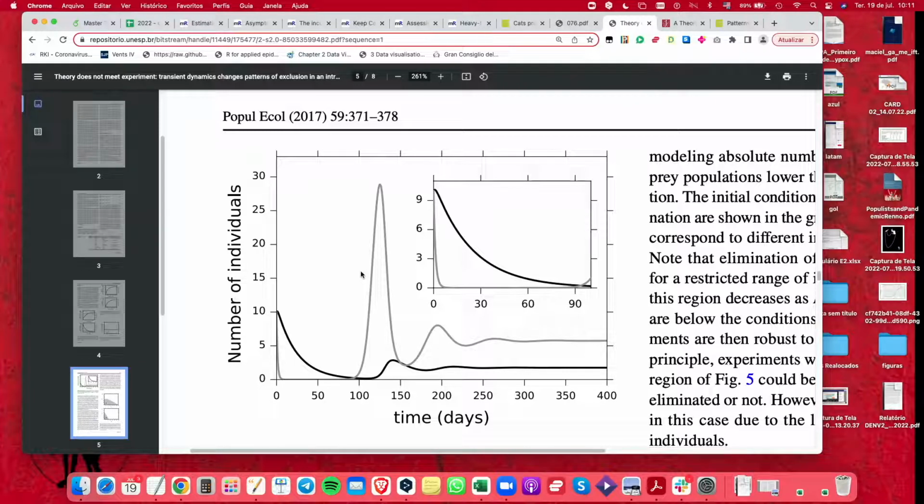Okay? So you see, it's tricky when you get the theoretical results. Something you have to look, for instance, if the fixed point is biologically attainable. Okay? Could be that not. Right?